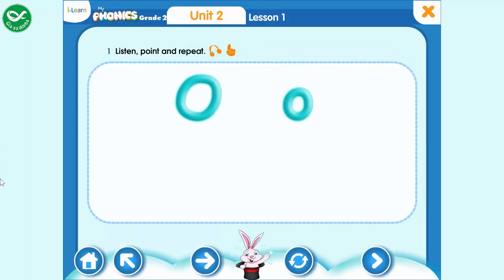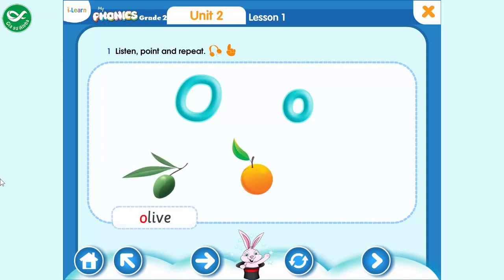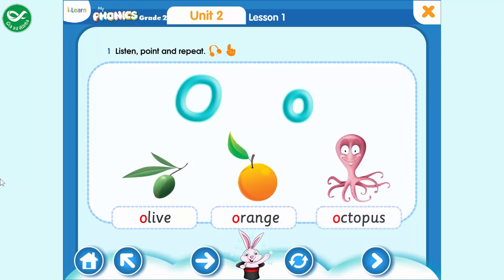This is the letter O. The letter O makes the O sound. Olive. Orange. Octopus. Olive, orange, octopus.